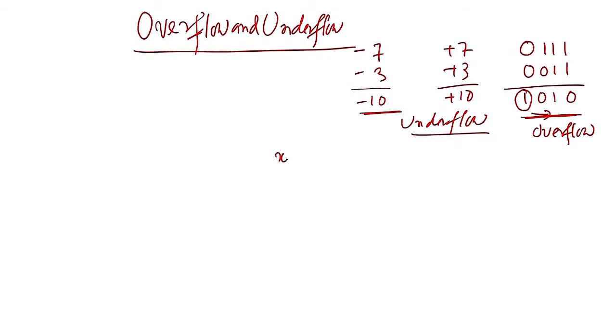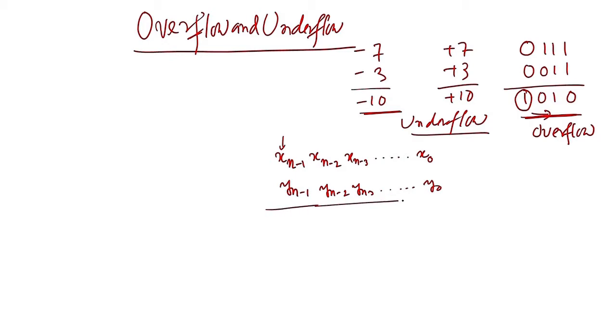Okay. So, let us say we have two numbers. One number can be represented as x n minus 1, x n minus 2, x n minus 3, down to x 0. Obviously, this is the sign bit. And another number you have is y n minus 1, y n minus 2, y n minus 3, down to y 0. Now, what you have to do? Let us say you add these two numbers.